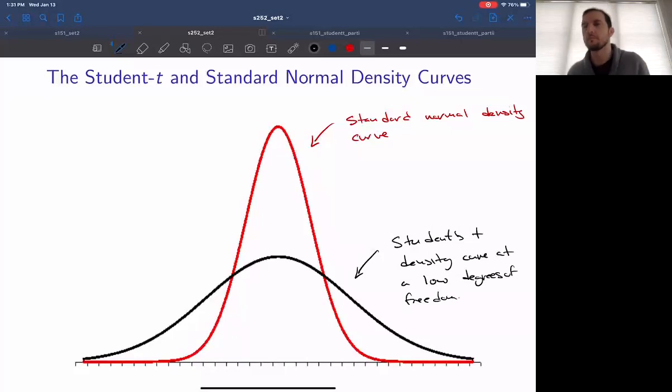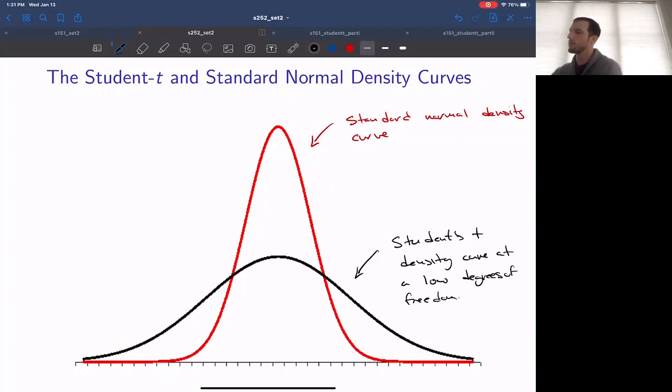Okay, so the standard normal density curve has 2 parameters associated with it, the mean and the standard deviation, which we typically call mu and sigma. The student's t density curve has 1 parameter associated with it, which is what we call degrees of freedom. As the degrees of freedom gets larger, the student's t curve begins to take on the shape of the standard normal.